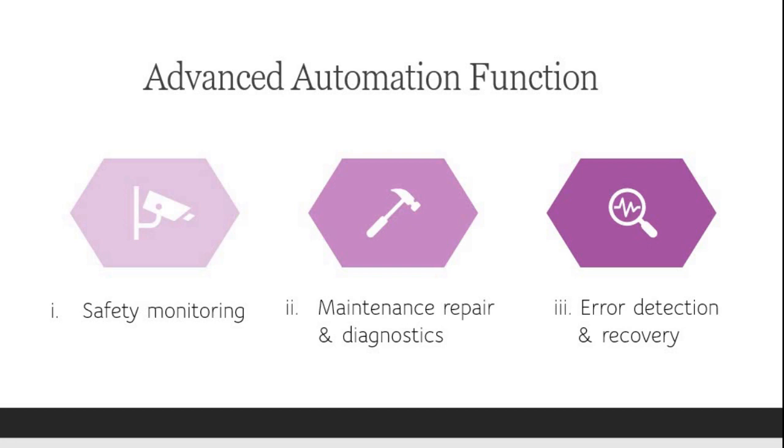Okay, now we will move to advanced automation functions. These functions are not specific to a particular work cycle or work unit. They are functions that are concerned with enhancing the safety and performance of the equipment. This includes safety monitoring, maintenance, repair and diagnostics, as well as error detection and recovery. They are made possible by special subroutines included in the program of instructions.